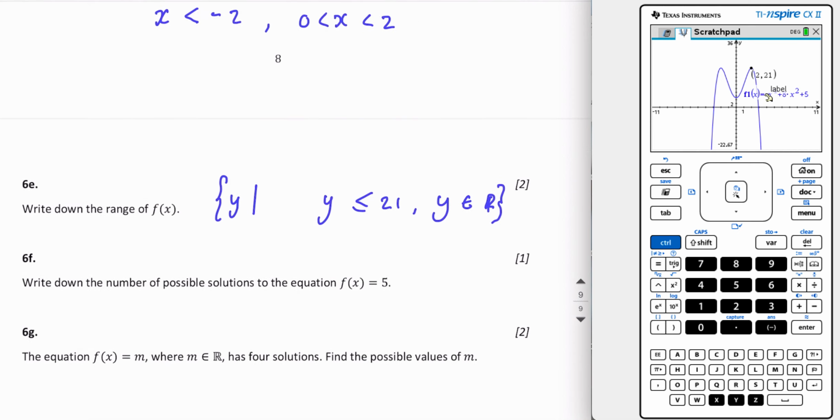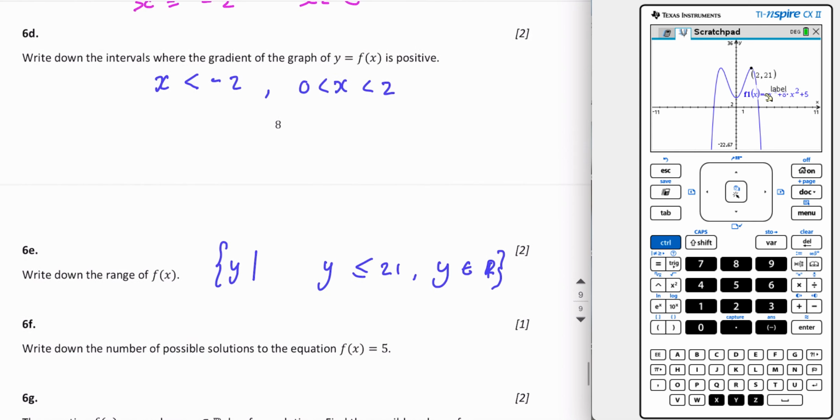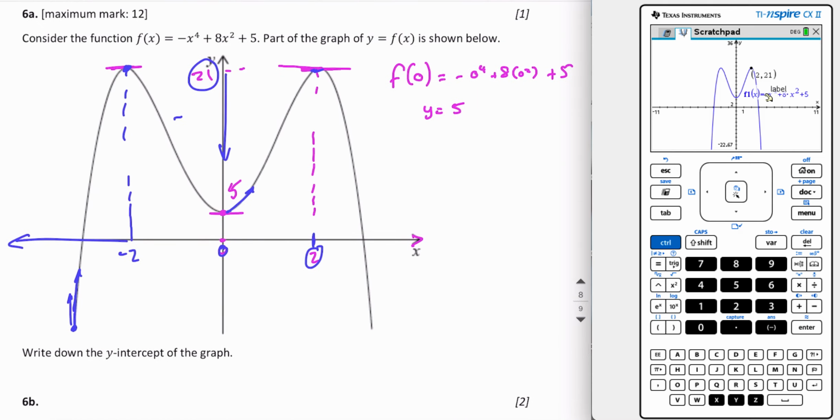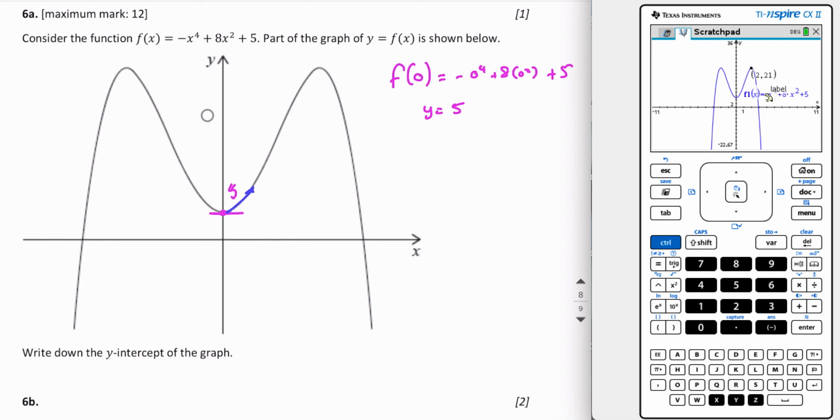Write down the number of possible solutions to the equation f of x equals 5. Right. Let's just clear this picture up a little bit. So we know that's negative 2. I don't think we quite need that. We're looking for the output of 5. f of x equals 5. So the output is our y values, and we've already been told that y equals 5 at this point.